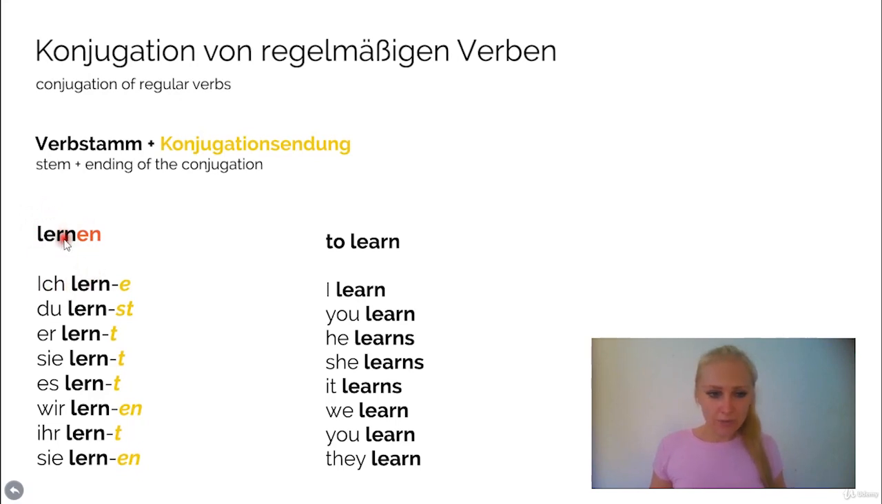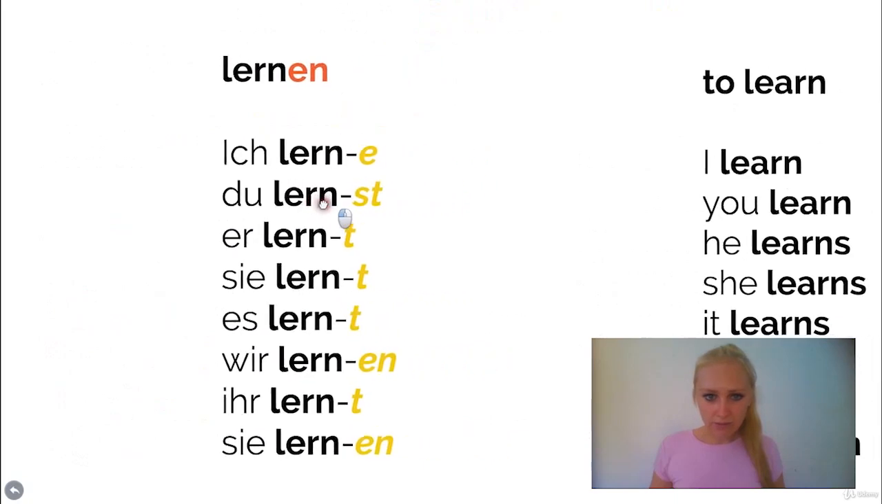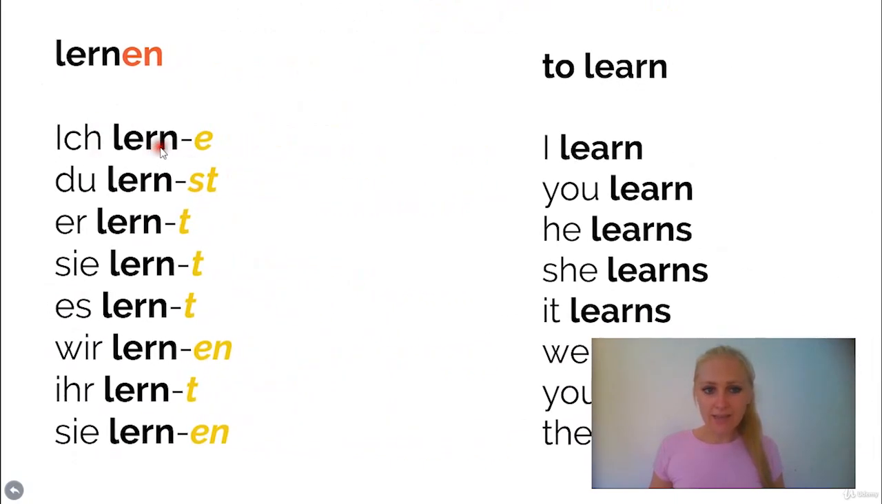So let's start with the first one here. It's ich lerne. It means I learn. As you see here in bold letters, you have the stem of the verb, and then you add the endings. So let's have a closer look. The conjugation is ich lerne, I learn, du lernst, which means you learn, the ending is -st. Er lernt, which means he learns. Sie lernt, she learns. Es lernt, it learns. Wir lernen, we learn. Ihr lernt, you learn.